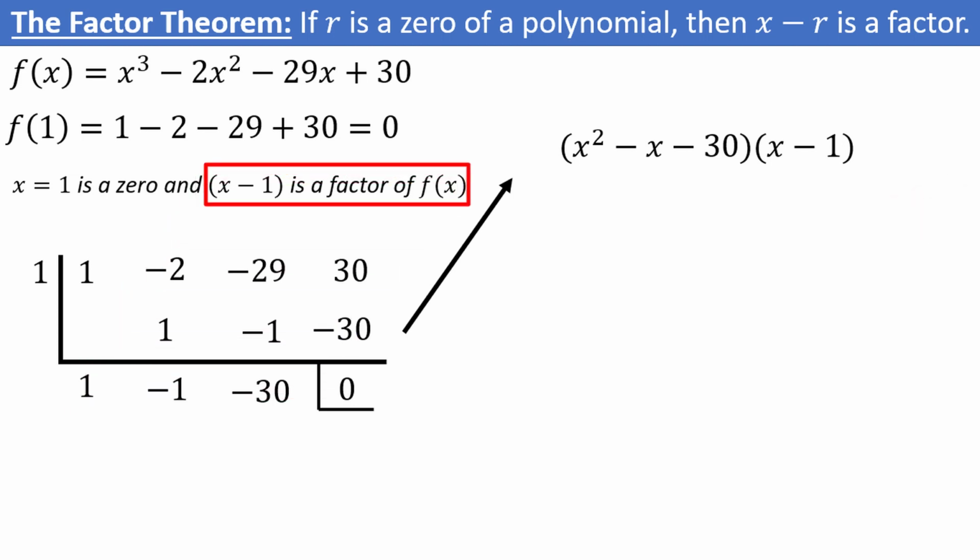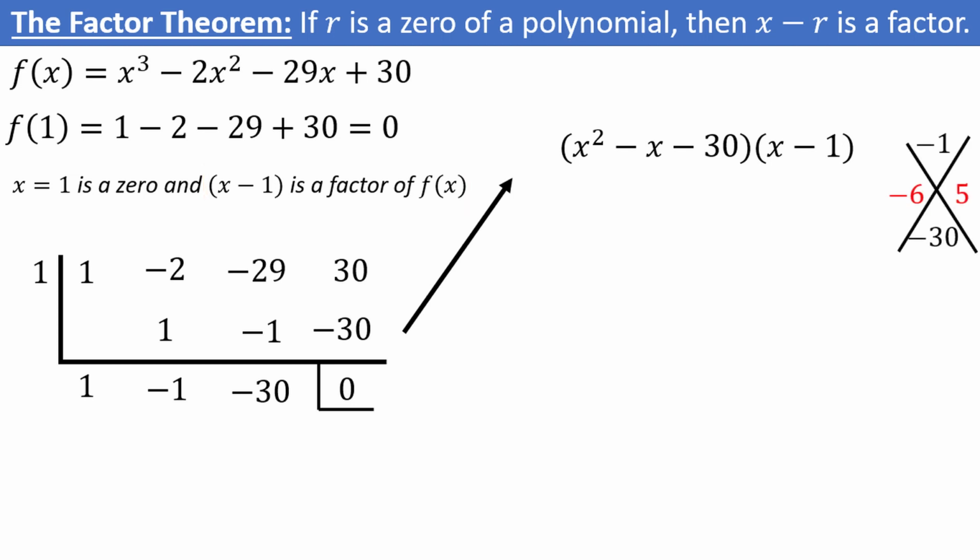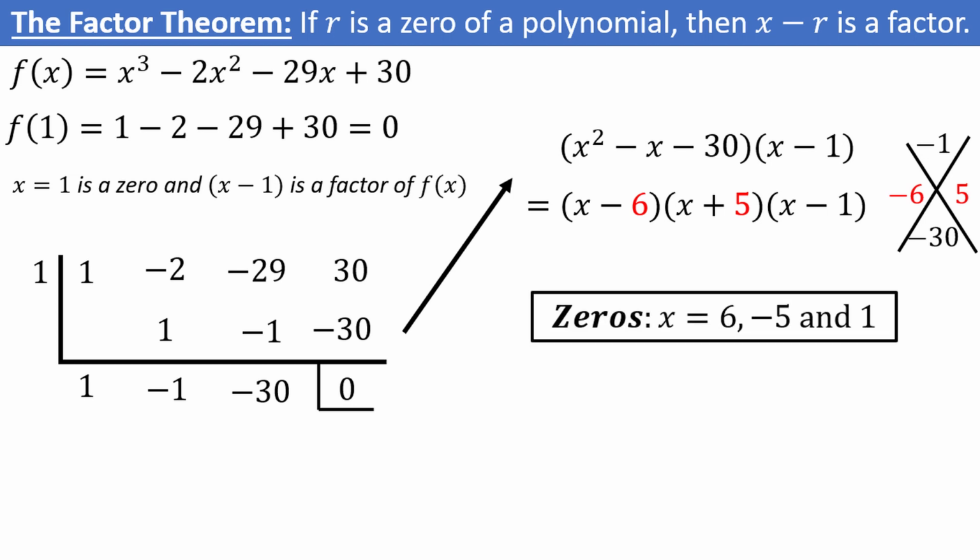From here, you can factor x squared minus x minus 30 into x minus 6 times x plus 5, as negative 6 and positive 5 multiply to negative 30 and add to negative 1, so that we have x minus 6 times x plus 5 times x minus 1. That means our three zeros are x equals 6, x equals negative 5, and x equals positive 1. Any of these three values plugged into our factored polynomial will result in a 0 for the function.